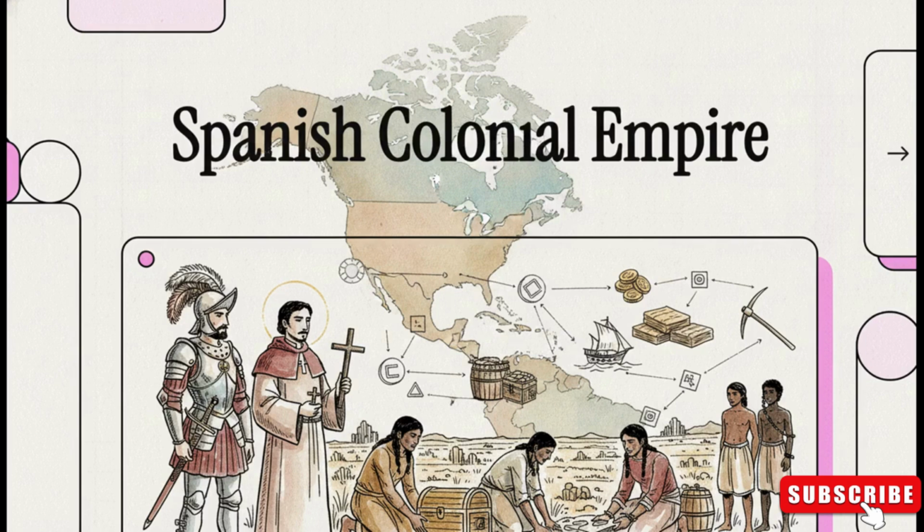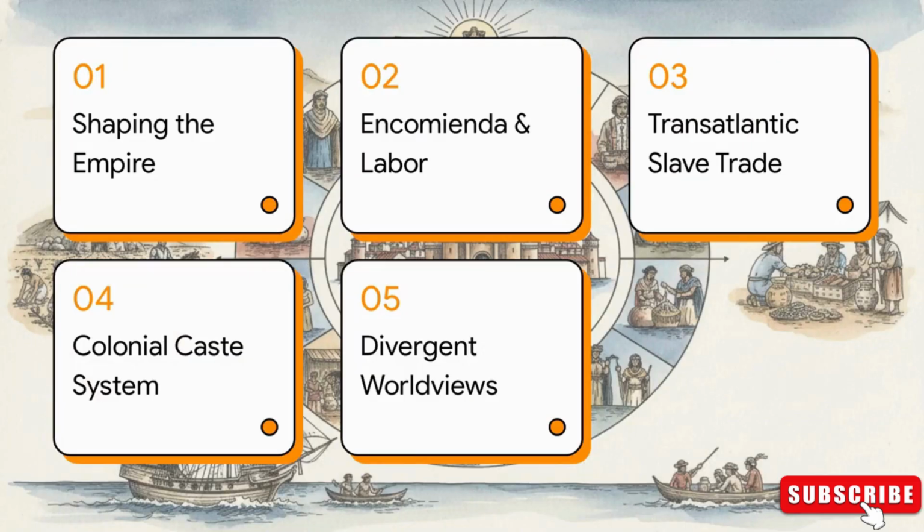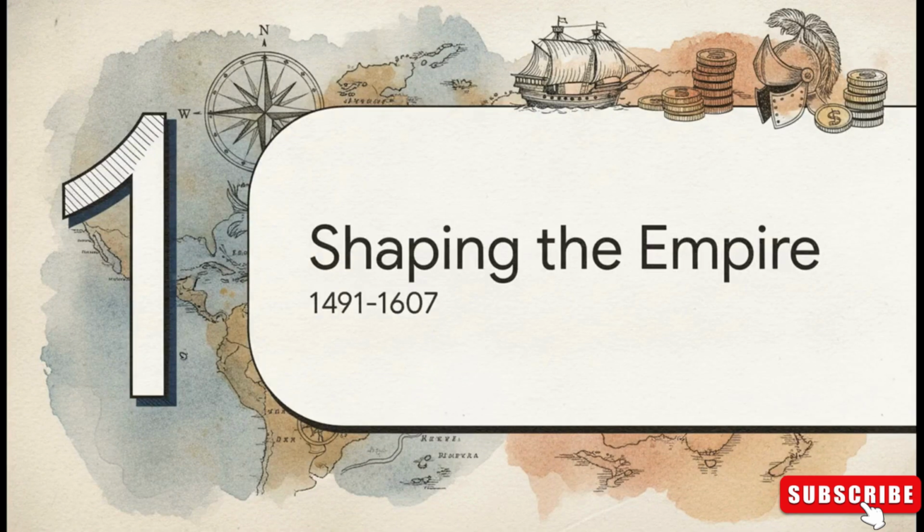If you really want to understand the mechanics of empire building in this era, you can't just look at maps and dates. You have to look at the people, how they were categorized, and how those categories fueled an entire hemispheric economy. Here's our roadmap for the explainer. We're going to cover shaping the Spanish Empire, move into the Encomienda and forced labor systems, examine the transatlantic slave trade, unpack the colonial caste system, and finally, look at some primary documents and divergent worldviews. Okay, starting off with part 1, shaping the Spanish Empire.